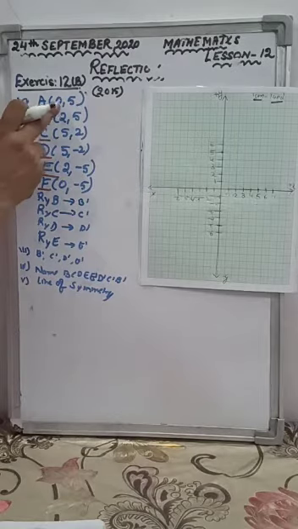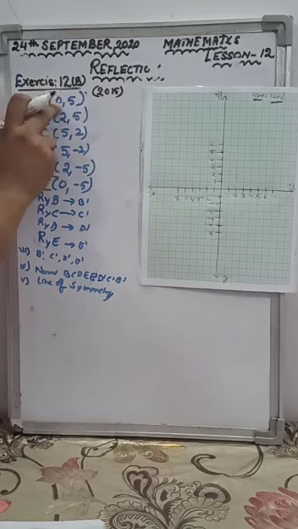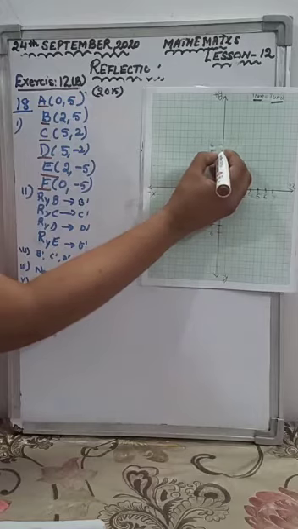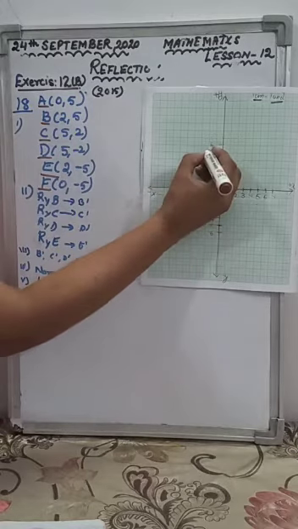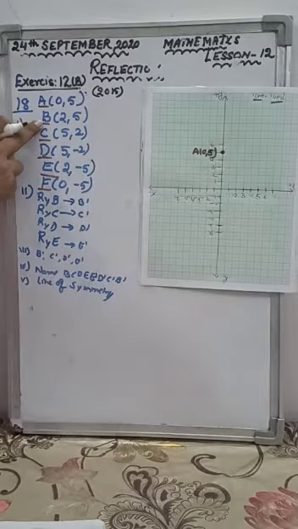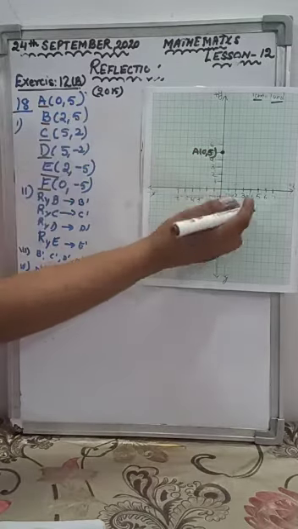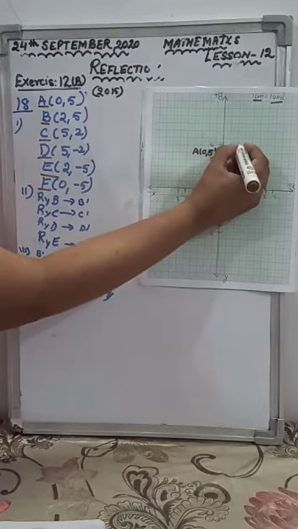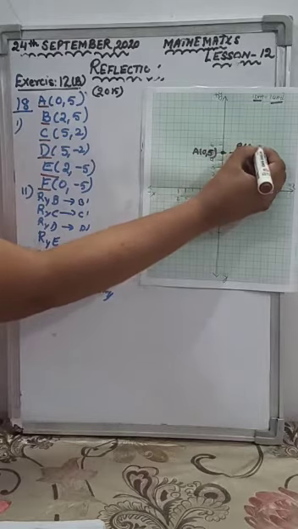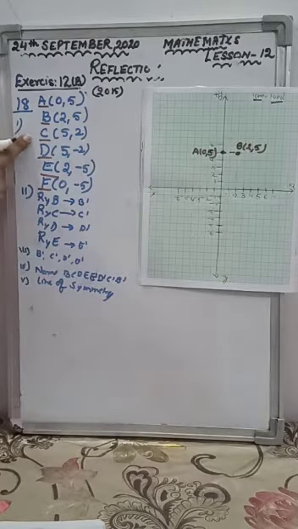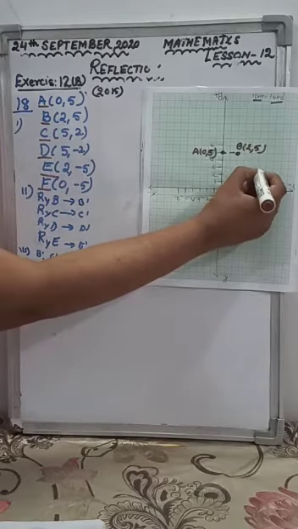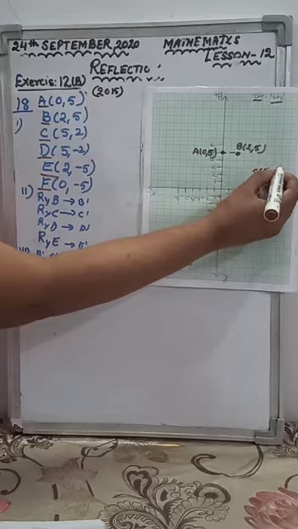Point A, coordinates are 0, 5. So abscissa is 0 and 5 is the ordinate. So 0, 5. This is a point. So this is point A, 0, 5. Now B coordinate 2, 5. 2 and 5. This is a point. So this is point B, 2, 5. C coordinate 5, 2. This is your 5 and 2. So C is 5, 2.